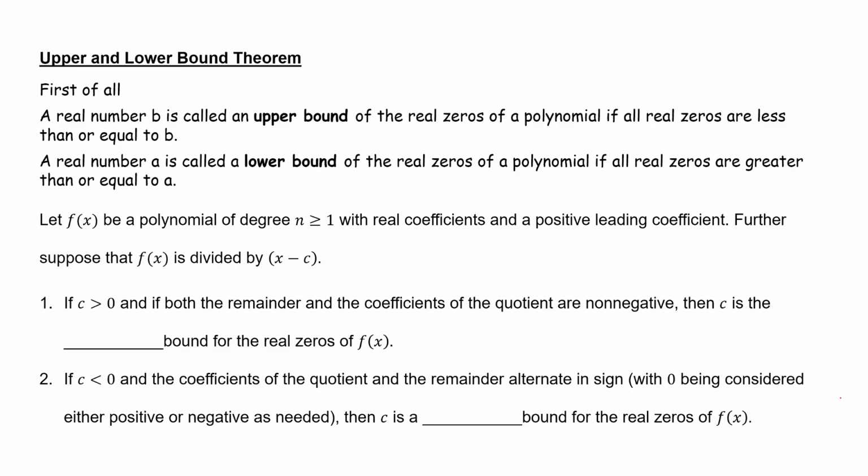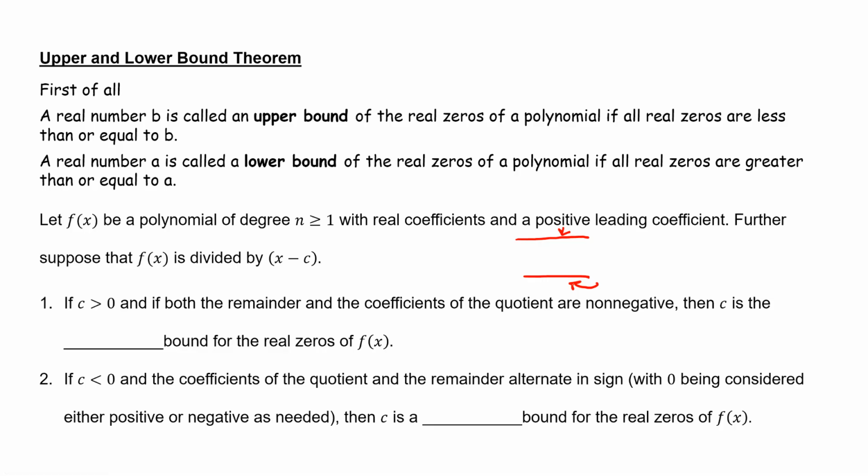A real number a is called a lower bound of the real zeros of a polynomial if all real zeros are greater than or equal to a. So if you find a number that is a lower bound, there won't be any zeros below that number. If you want to draw a picture of it, if you have an upper bound, there won't be any zeros above that value, whatever it is. And if you have a lower bound, there won't be any zeros below that bound down there. So that's what upper and lower bound mean.